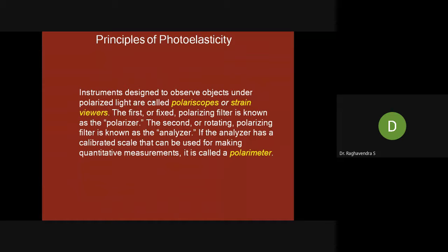Similarly, we are going to view this in a polariscope. We fix the material. We place the analyzer. We keep the polarizer. With all these things we analyze the material. This arrangement is called a polariscope.